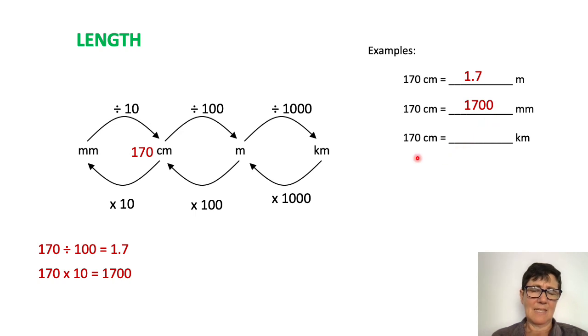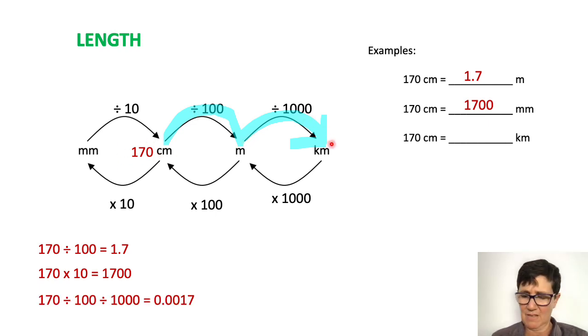All right. Last example on just length. I've got 170 centimetres again. And this time I'm going to turn them into kilometres. I'm going to go this and then this. Okay, watch my arrow. Double jump. If it's a double jump, I've got to do both things. I've got 170 divided by 100 divided by 1,000. When I do that, I get 0.0017, and that's my answer. Okay, so you should be able to complete your guided notes from watching this video. So that's length, all right?